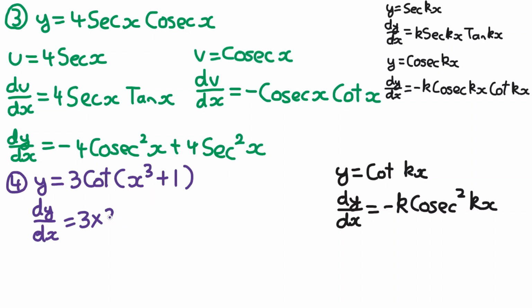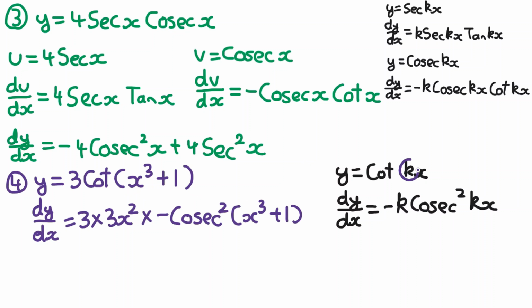X to the power of 3 differentiated is 3x squared, and then this plus 1, when you differentiate it, it's just 0, so we don't write it. So that's the inner function differentiated, and it's going to be multiplied by the outer function differentiated. So it's this cot differentiated, and in the formula booklet, this is the derivative of cot, so it's going to be minus cosec squared of, and the inner function still, of x to the power of 3 plus 1, like this here.